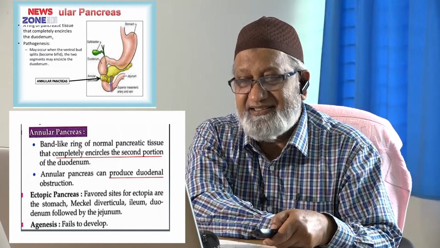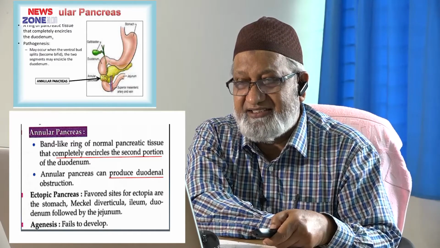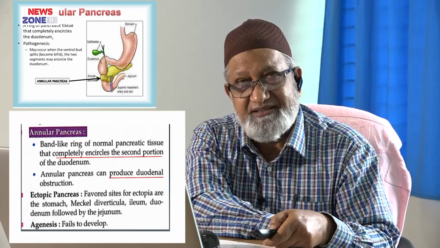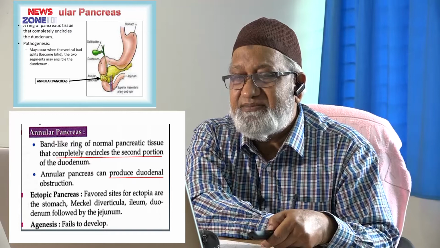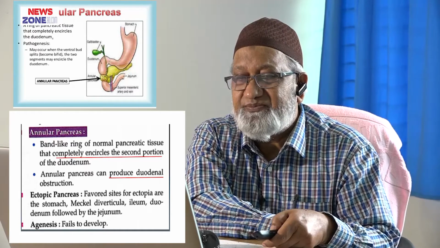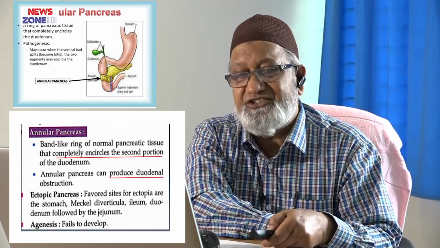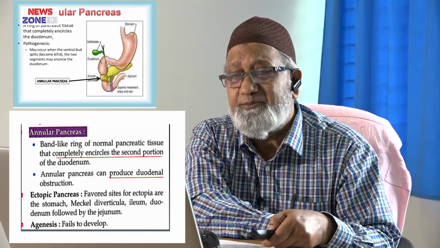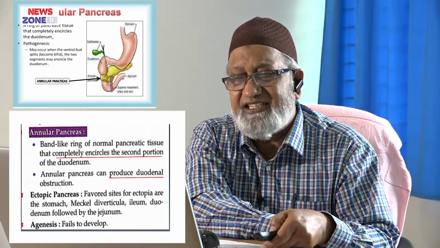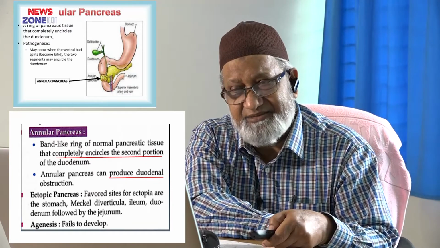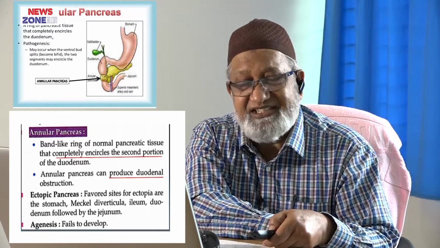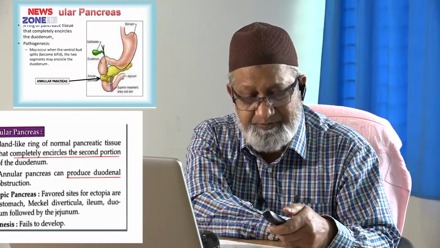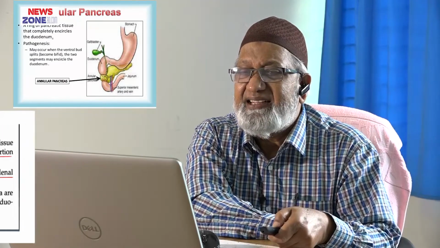Another is ectopic pancreas. Favored sites are the stomach, Meckel's diverticulum, ileum, duodenum, followed by jejunum. But the most common favored sites are the stomach and Meckel's diverticulum. And agenesis, that is, failure to develop the pancreas.